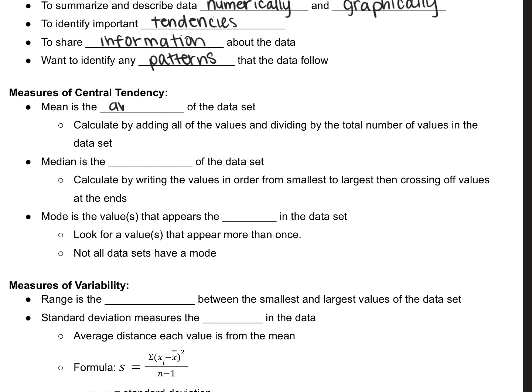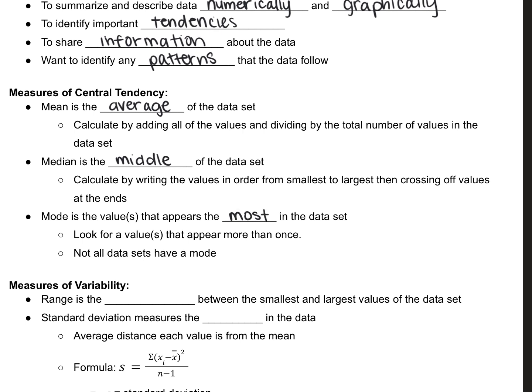So the first one is mean, which is something that you have seen before. Mean is the average of a data set. So in order to calculate your mean, you add all of the values together and divide by the total number of values in your data set. Median is the middle of the data set, and the way you calculate median is by putting your values in order from smallest to largest, and then you cross off values at the ends.